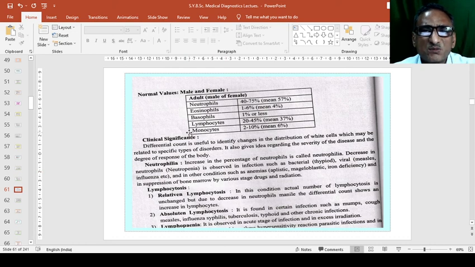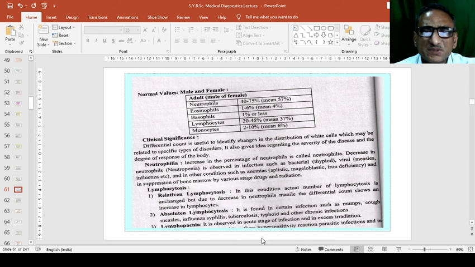These are the normal values in male or female adults. Neutrophils are 40 to 75%, eosinophils are 1 to 6%, basophils are only 1% or less, lymphocytes are 20 to 45%, and monocytes are 2 to 10%.